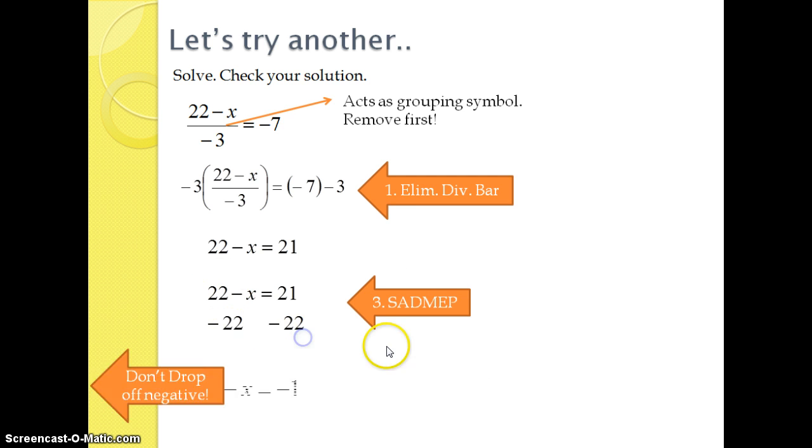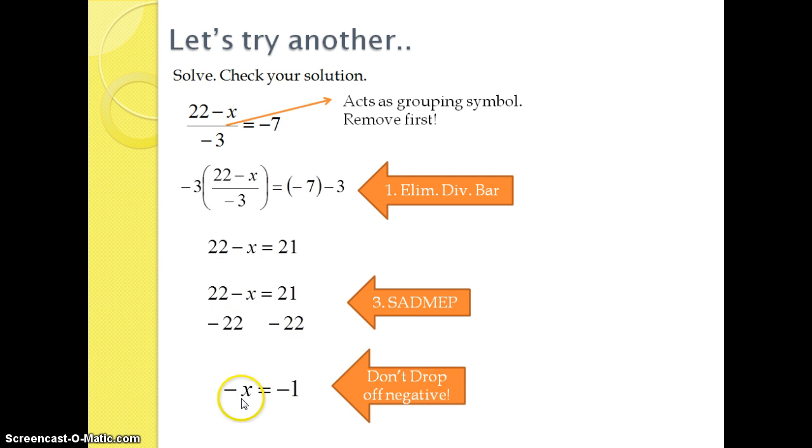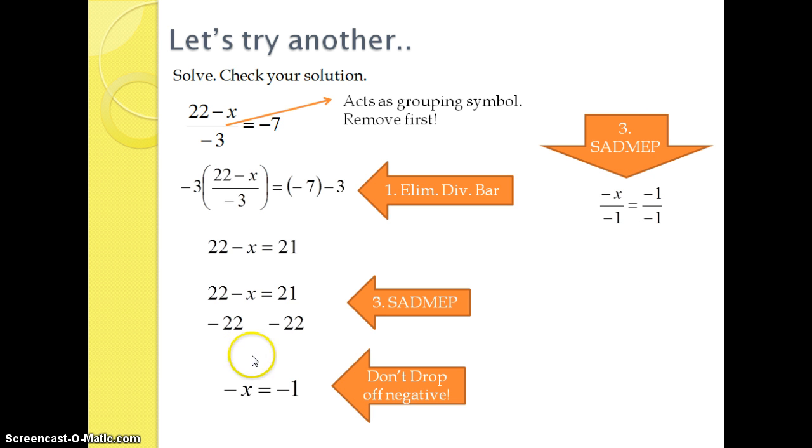22 minus 22 is a negative x. 21 minus 22 is a negative 1. Don't drop off your negative sign here. I'm not solving for negative x, I'm solving for a positive x, so I need to remove this negative from the x by dividing by negative 1. I am left with x equals 1.